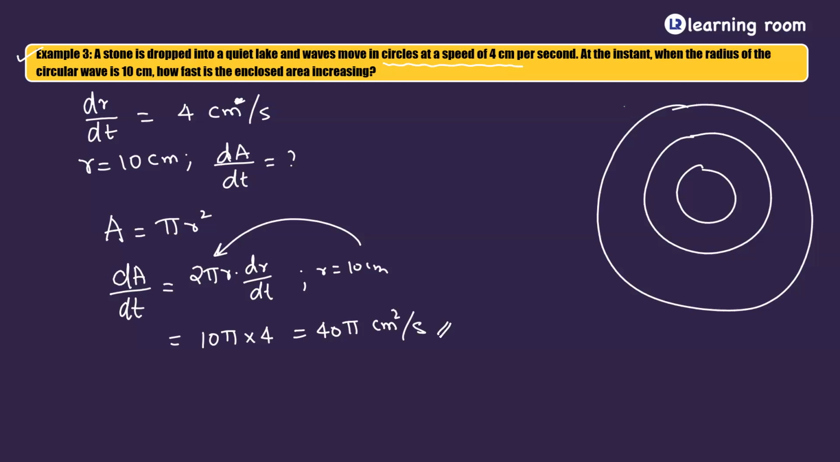It is 4 only. Oh, 20. Okay. It is 80 pi centimeters square per second.